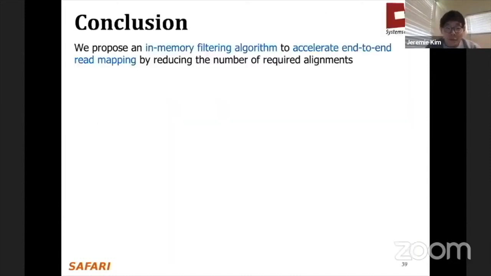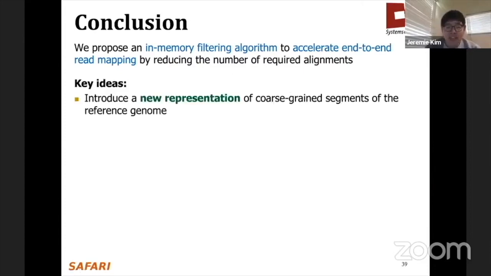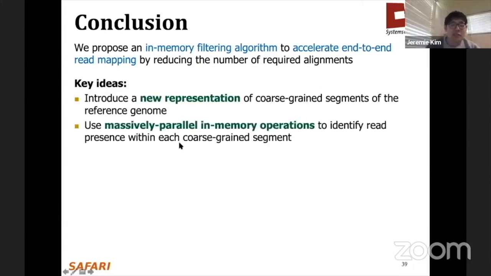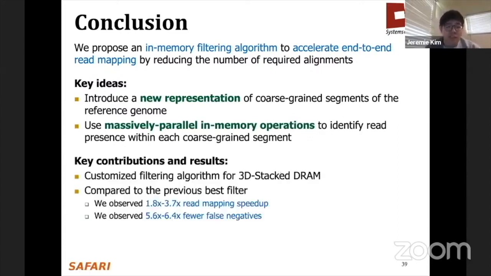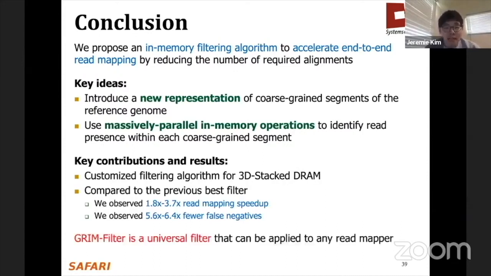In conclusion, we propose an in-memory filtering algorithm to accelerate end-to-end read mapping by reducing the number of required alignments. The key idea is that we introduce a new representation of coarse-grained segments of the reference genome, and we use massively parallel in-memory operations to identify read presence within each coarse-grained segment. Our key contributions and results are that we have a customized filtering algorithm for 3D stacked DRAM, and compared to the previous best filter, we observe up to 3.7x read mapping speedup and up to 6.4x fewer false negatives. Grim-filter is a universal filter that can be applied to any read mapper.